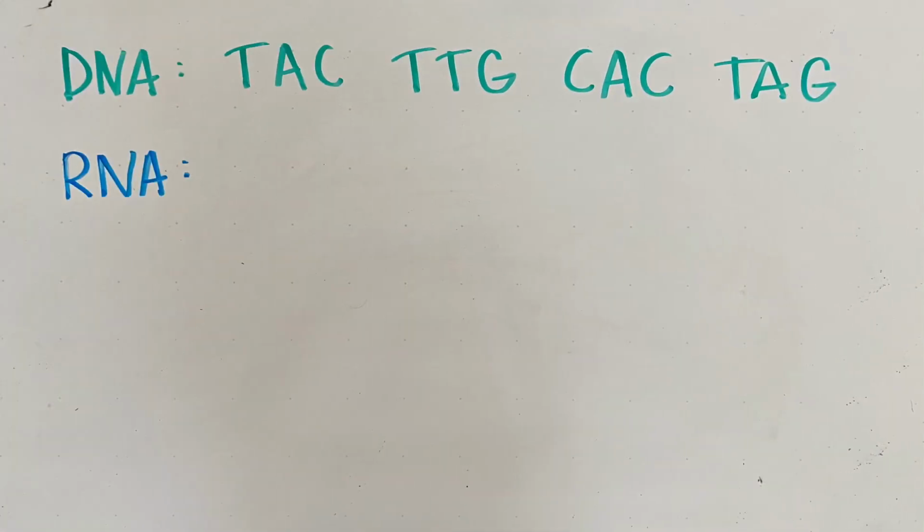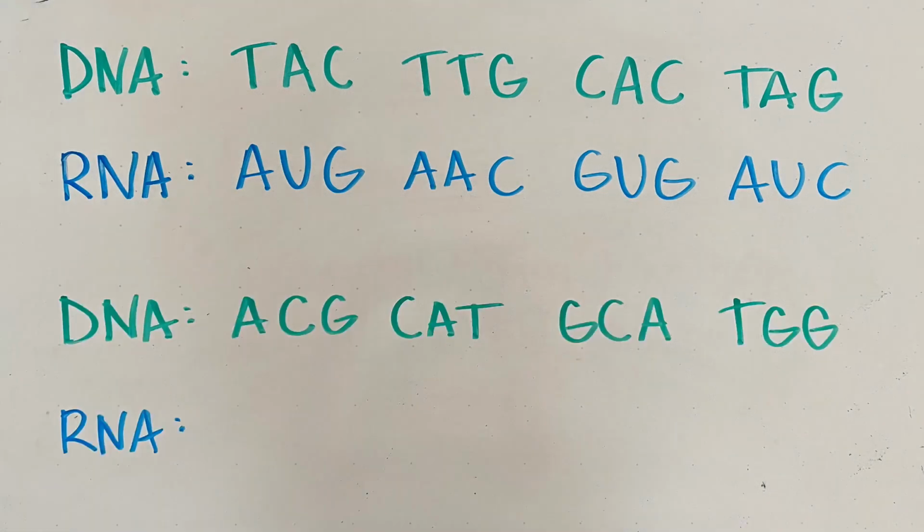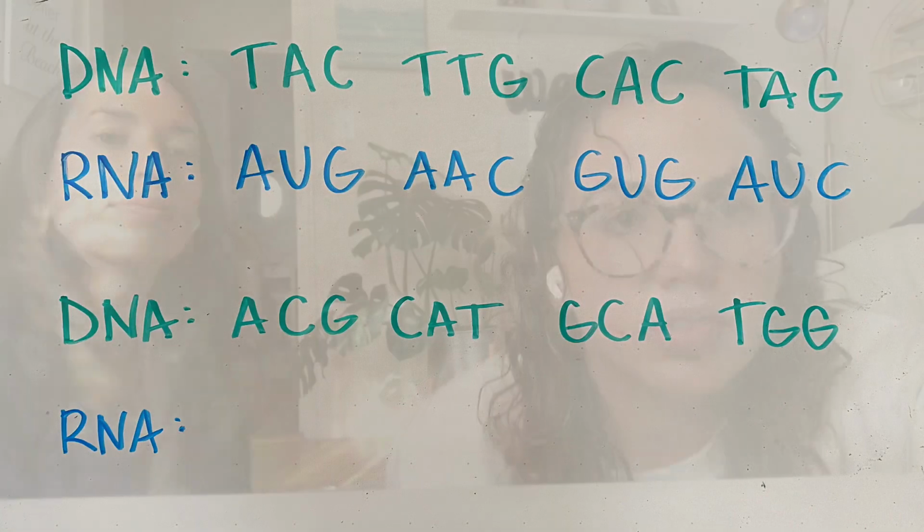All right, let's do another practice. The DNA reads TAC, TTG, CAC, TAG. So that means our RNA is going to be AUG, AAC, GUG, AUC. All right, let's do a second practice. This DNA says ACG, CAT, GCA, and TGG. Pause the video and try and do it by yourself.